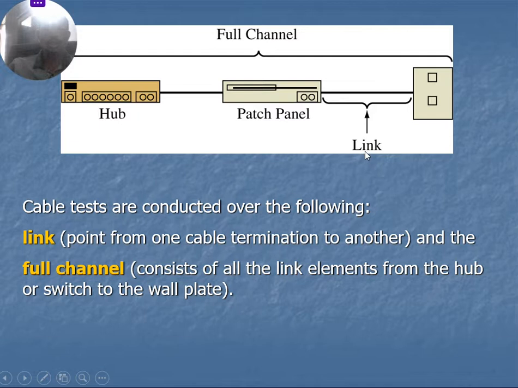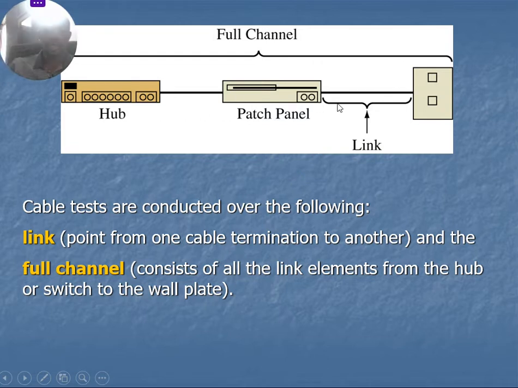A link is the point from one cable termination to another. So you're terminating this cable at the wall plate, this place is a wall plate, and then you also terminate the other end of this cable at the patch panel in the telecommunication closet. It could be your modem in your house. Then from the other side of this patch panel, you go to the hub or the switch, usually the switch nowadays. Now the whole of this is called a full channel.